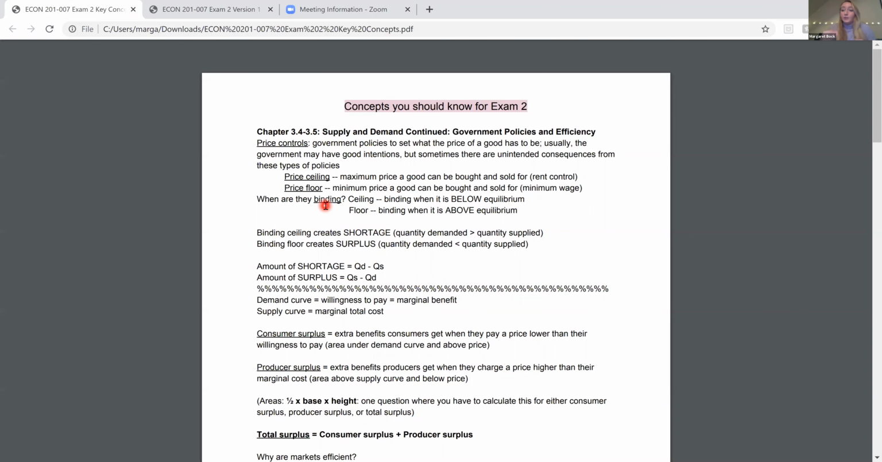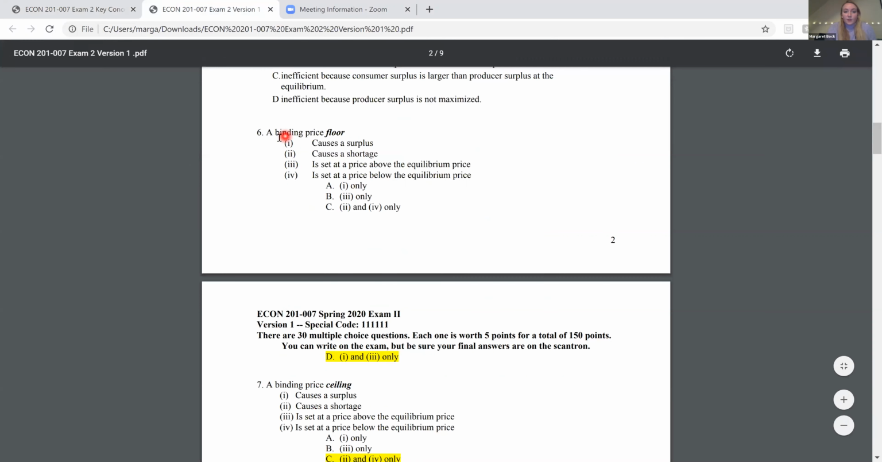And when there is a price floor set above the equilibrium, this causes a surplus. Essentially, this just means that the quantity supplied of this good or service at this new, higher price is going to be greater than the quantity demanded. So a binding price floor causes a surplus and is set at a price above the equilibrium price.